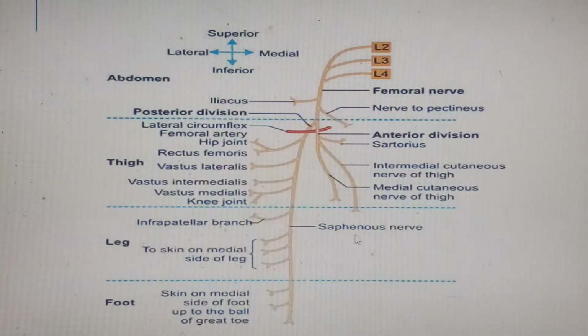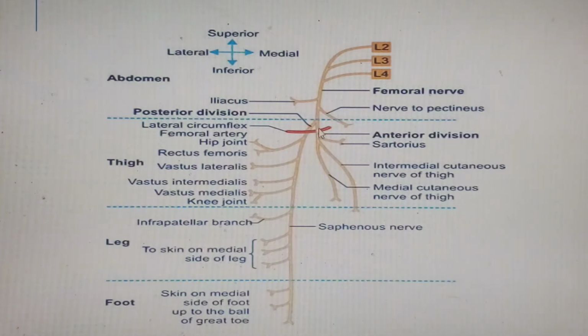Very important in that regard, the saphenous nerve. It is going to supply the skin on the medial aspect of the leg. It goes beyond that, all the way to the ball of the great toe medially. The longest cutaneous nerve, running with the great saphenous vein. That is the saphenous nerve that we find over here. So that is an important thing.